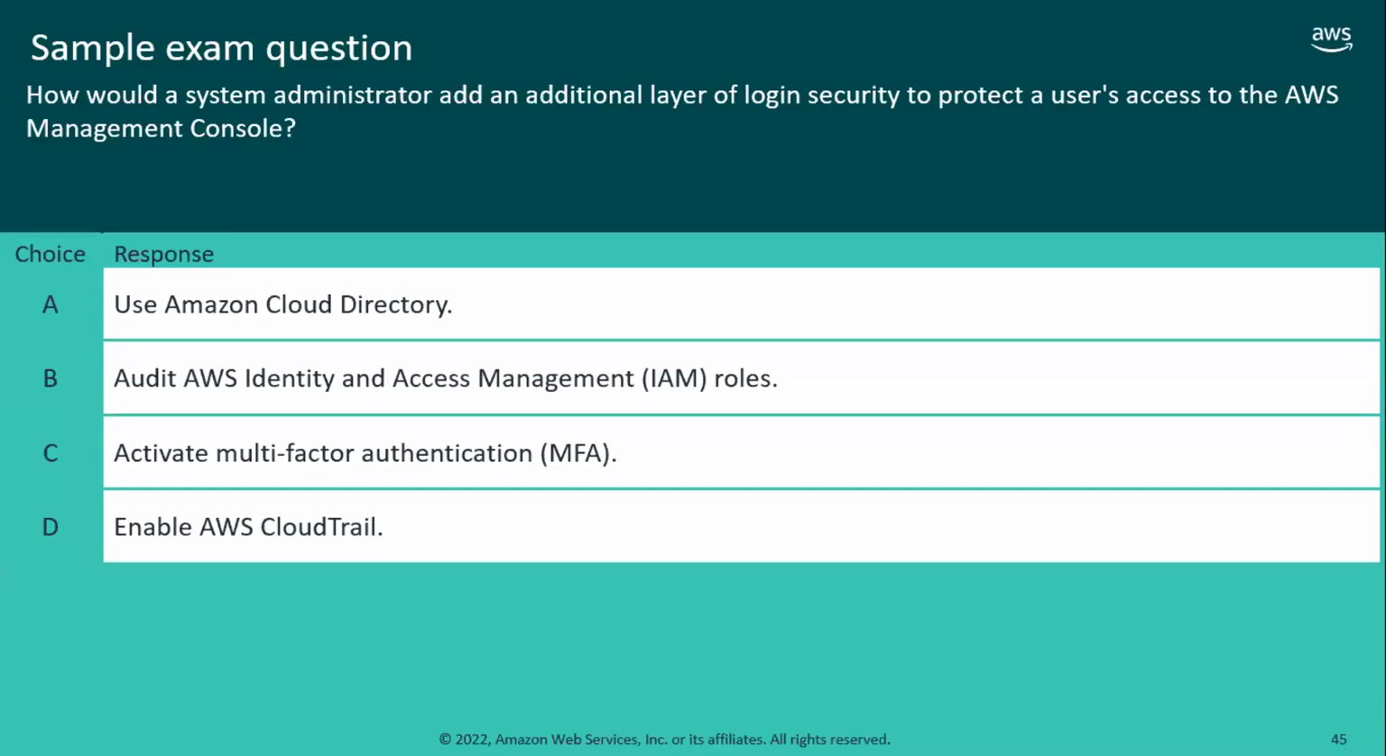Okay, so just read this problem and tell me what you understand from this. How would a system administrator add an additional layer of login security to protect a user's access to the AWS Management Console? Which option is best for that? Additional login security means after entering the username and password, an additional step. MFA, multi-factor authentication.